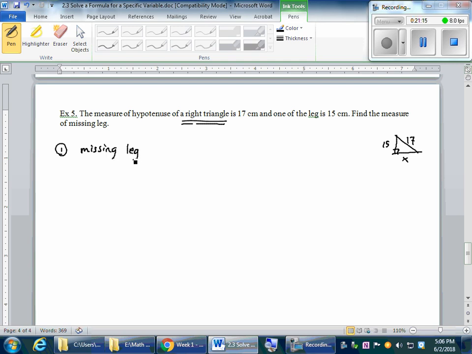the missing leg is equal to x, and setting up the equation is very important because in this case we're going to be using the Pythagorean theorem, which is a squared plus b squared equal to c squared. C is your hypotenuse, so that's the reason why I drew the picture so that you can see where the hypotenuse is. So that will be 15 squared plus x squared equal to 17 squared.